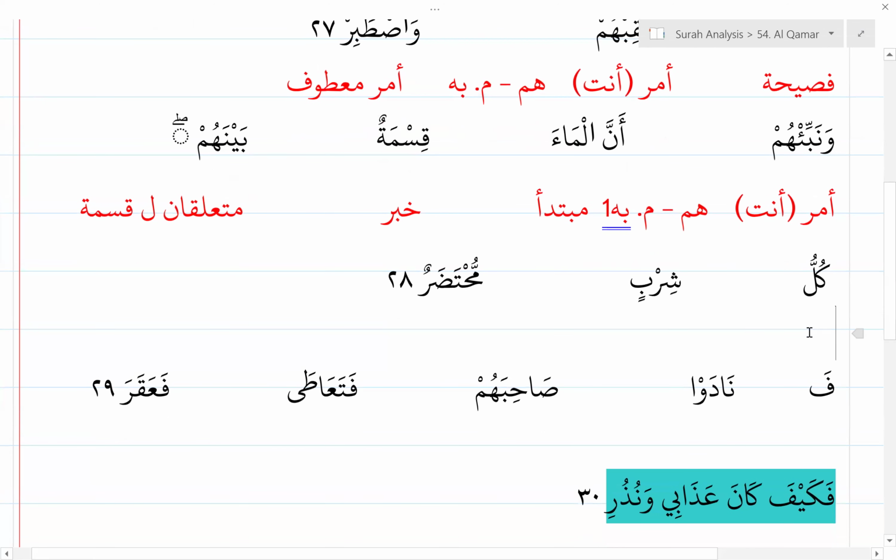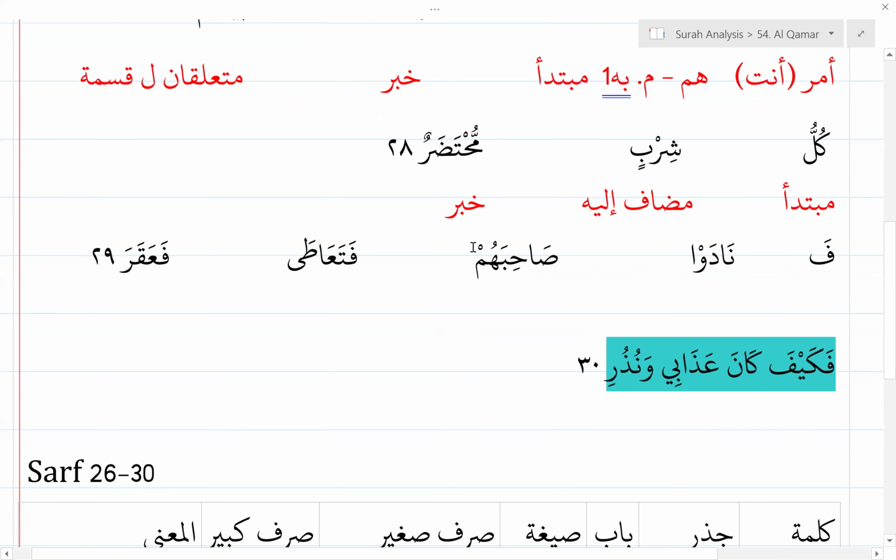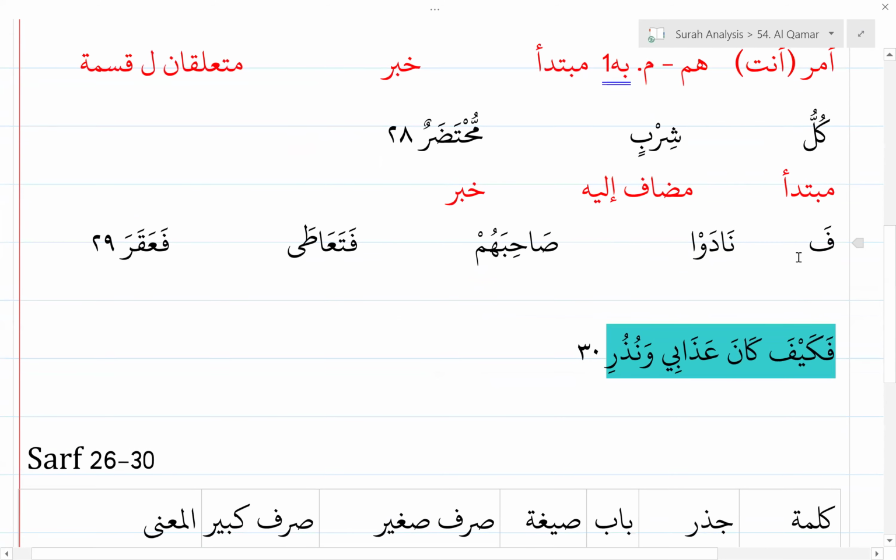كل شرب محتضر. كل is مضاف, شرب is مضاف إليه, which forms the مبتدا, and محتضر is خبر. So it's a pretty straightforward sentence. مبتدا خبر, nothing much happening there. كل شرب محتضر: مبتدا bucket, خبر bucket. All right, so that's a pretty straightforward one.